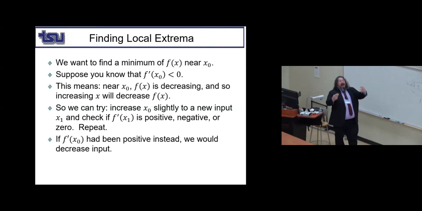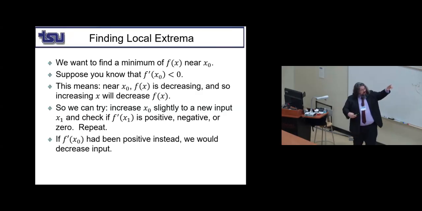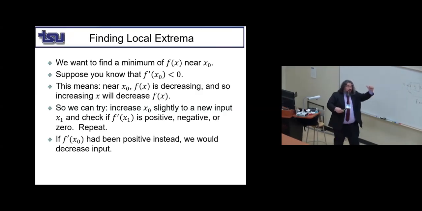If the derivative had been positive instead, well, then we would just move the other direction. If the derivative of the function is positive, that means the function is increasing at this point, which means if we want to find the minimum value of the function, we need to go to the left.